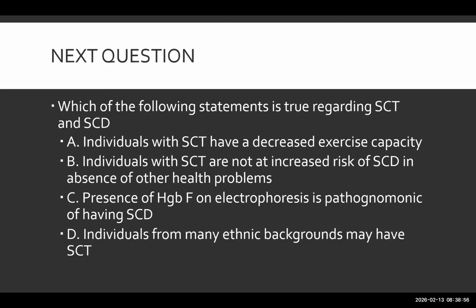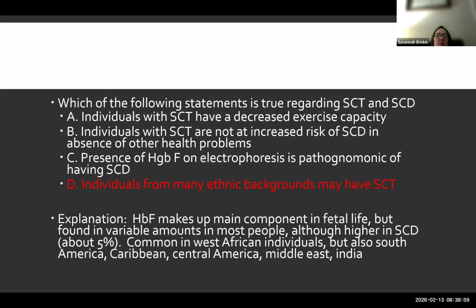D. Yeah, so pretty much anybody can. So just remember, hemoglobin F makes up the main component in fetal life. It's found in variable amounts in most people, although it's higher in sickle cell disease. So it can be common in West African individuals, but also South American, Caribbean, Central American, Middle East, and India. So just remember, color does not determine sickle cell status. Think about anybody can have it, especially if you're on the sidelines and somebody has a collapse. Don't eliminate it from your differential.